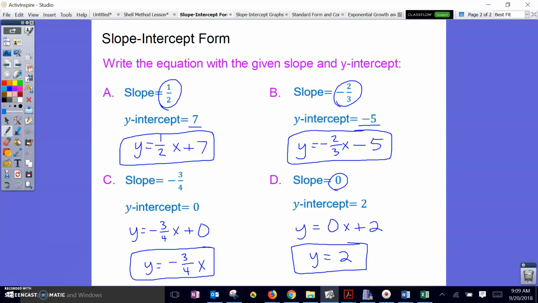All right, that's the end of this video on slope-intercept form, identifying slope and the y-intercept from equations, or using the slope and the y-intercept to write an equation.